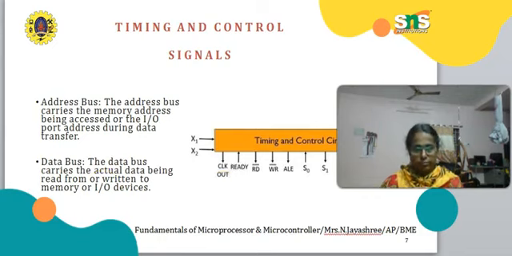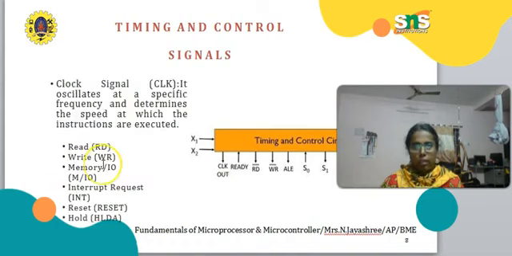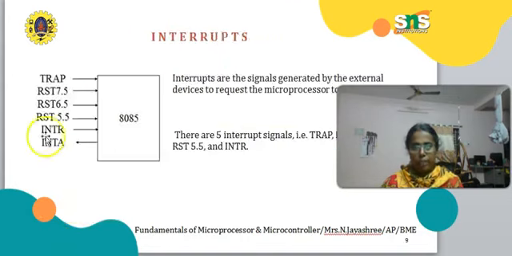Next one, clock and clock signal. The clock signal is a certain clock frequency which is connected at these two pins, X1 and X2. These pins we have already seen. If the read bar is low, this pin should be enabled. Next one is interrupts.